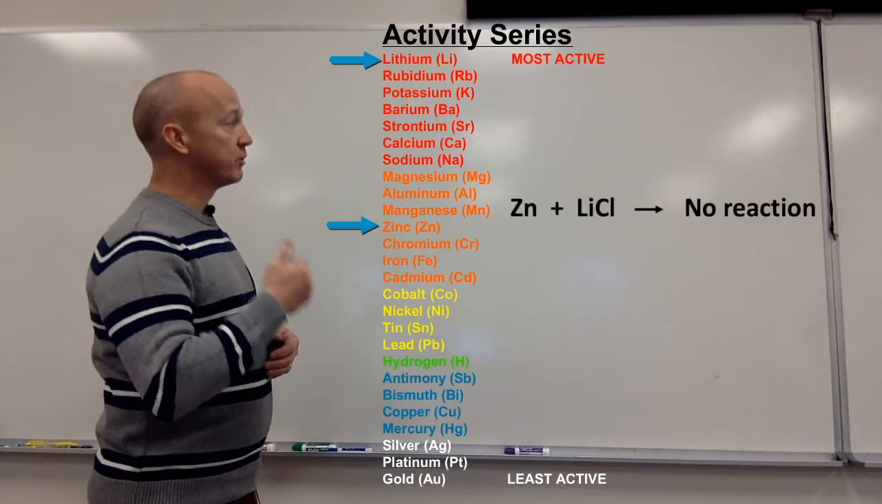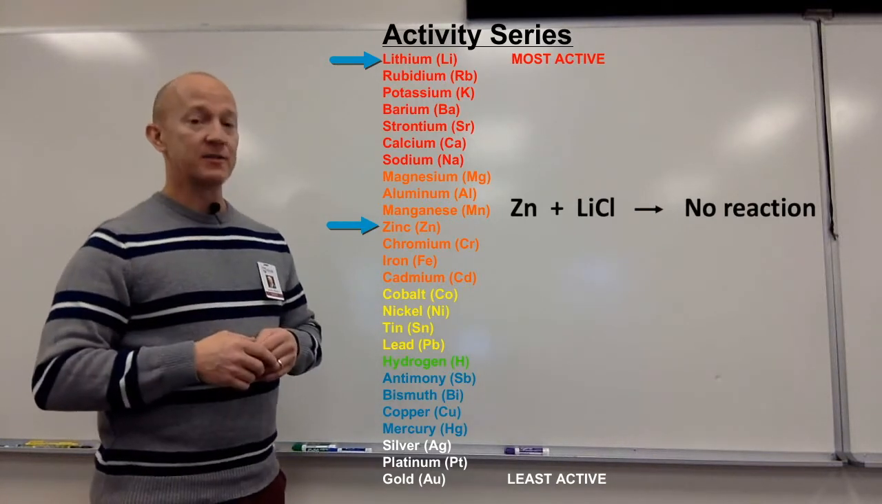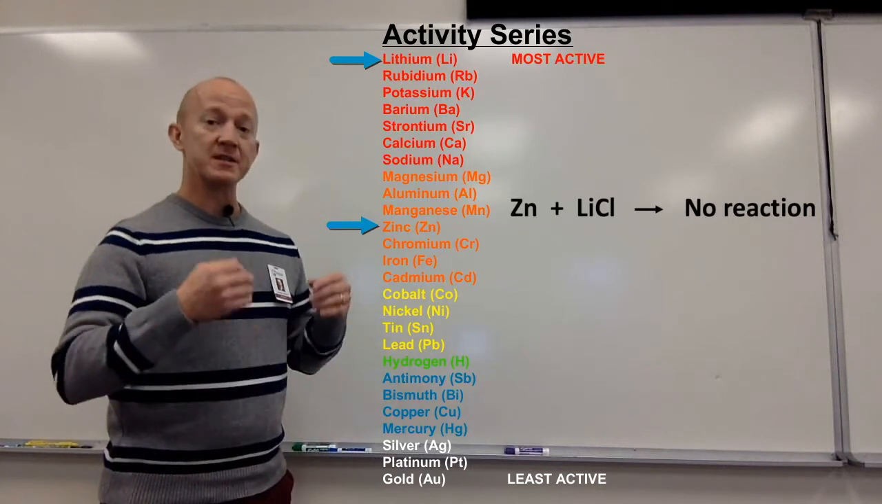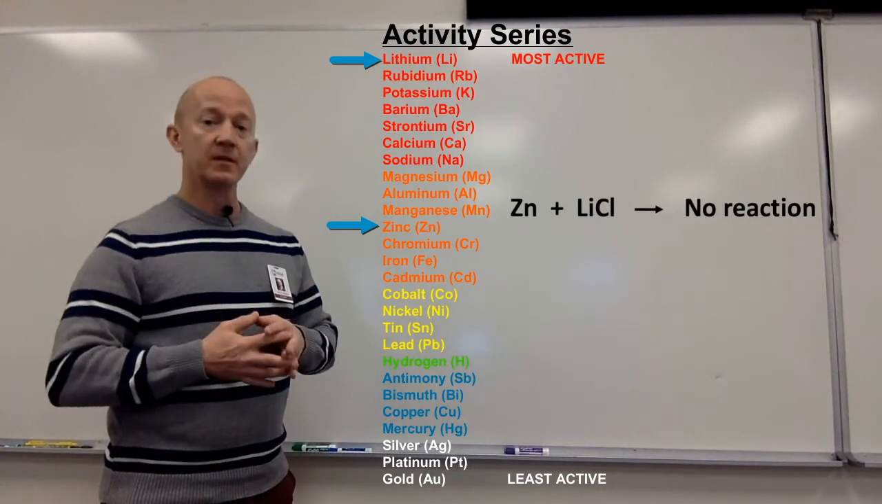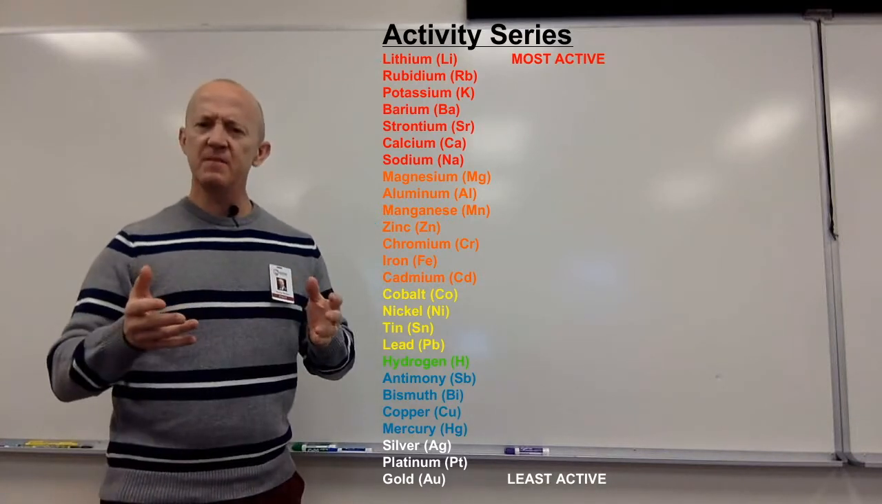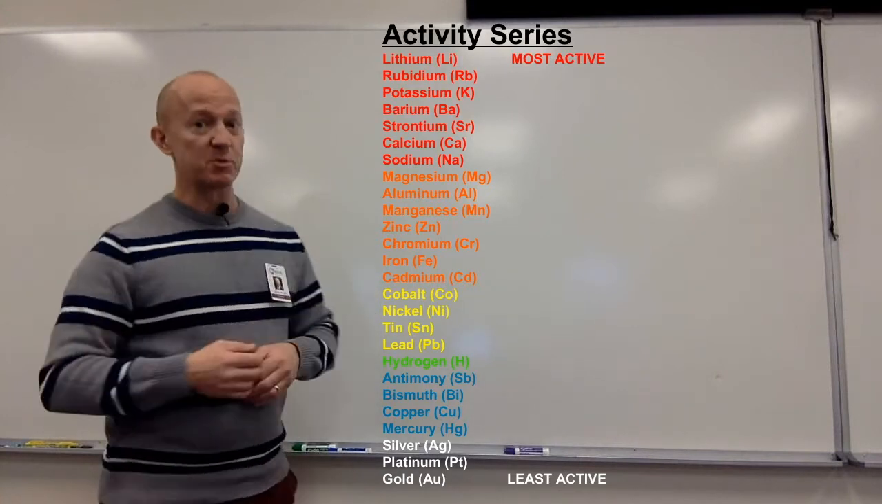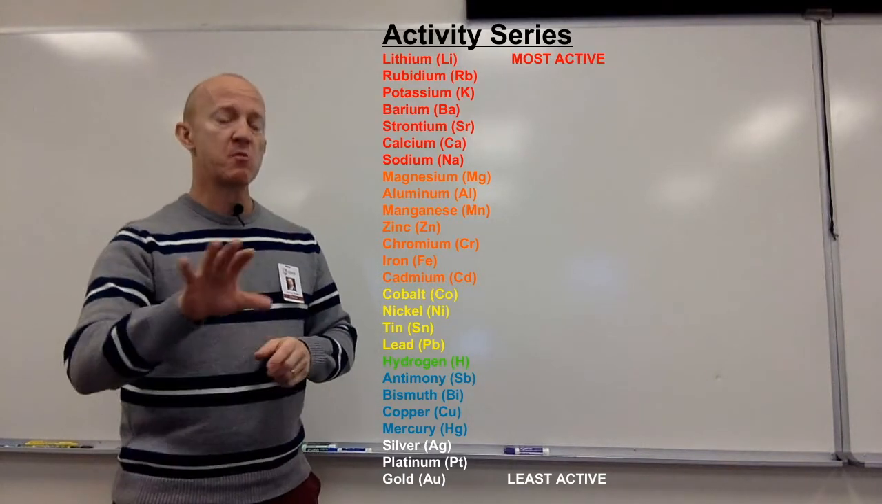However, if we try this the other way, in other words, if we try to get zinc to react with lithium chloride, there's no reaction. Zinc is not as active as lithium is, and therefore is unable to replace lithium in lithium chloride. No reaction occurs in this case. You get the idea? So we use the activity series to decide whether or not a single replacement reaction can truly occur. How about one more example?